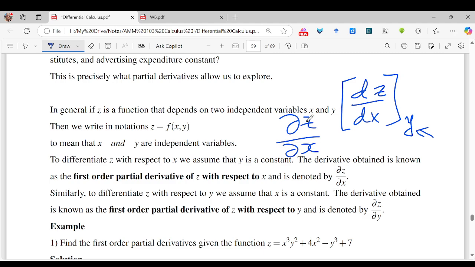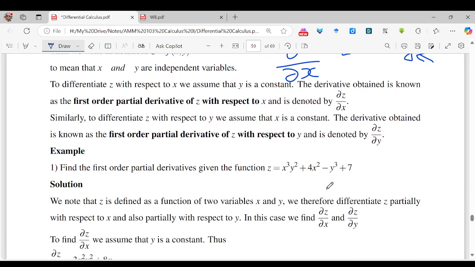So similarly, for this function which depends on x and y, we can differentiate z partially with respect to y by assuming that x remains a constant at the instant when y is changing. And this derivative, we shall call it the first order partial derivative of z with respect to y. So we write dz by dy, then we put the brackets like that, then we put x here, meaning that x remains constant at the instant when y is changing.